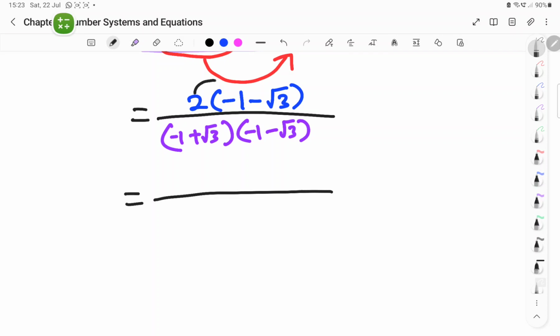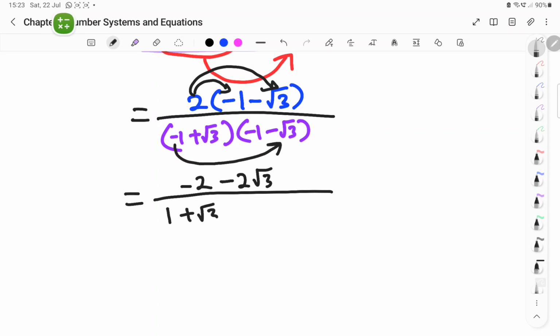Okay, let's expand the numerator. 2 multiplied by negative 1 is negative 2. 2 multiplied by negative square root of 3 is minus 2 square root of 3. Okay, done already. Good. Now, we continue with the denominator. For this one, we expand this minus 1 to have 1. Next, minus 1 with minus square root of 3 is plus square root of 3. Then plus square root of 3 multiplied by minus 1 is minus square root of 3. And last but not least, square root of 3 multiplied by minus square root of 3, which is minus 3.